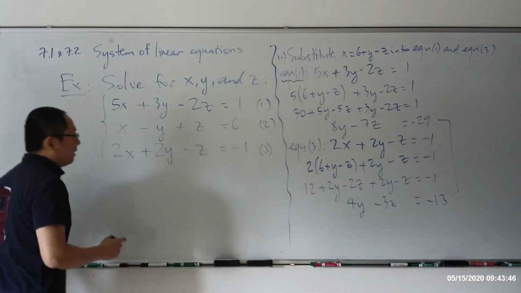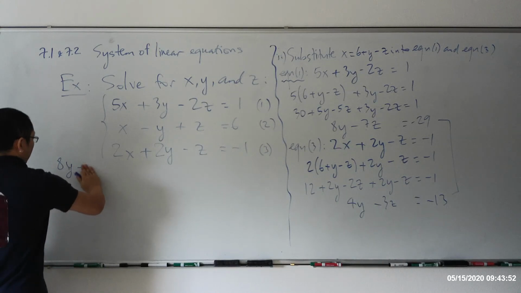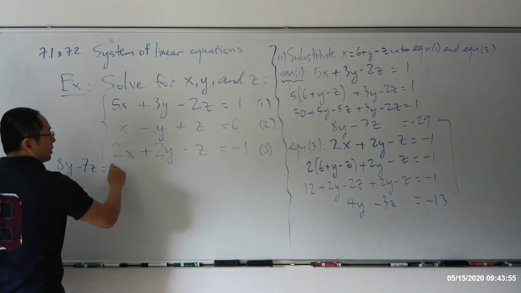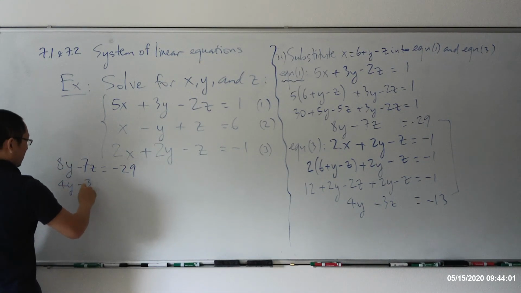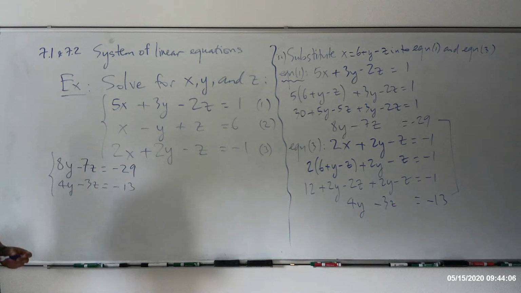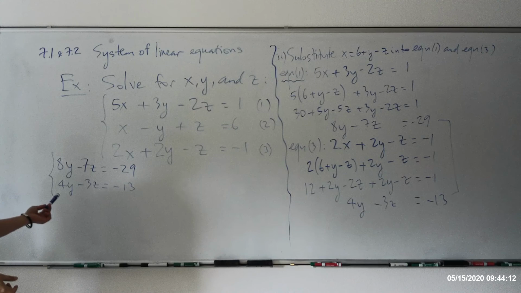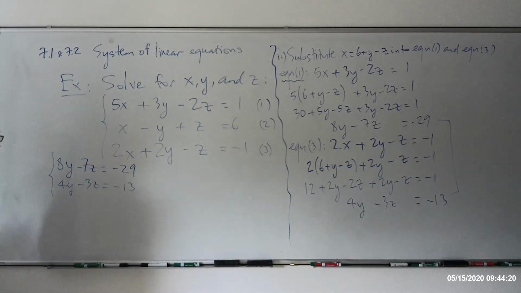This is what we ended up with right now. 8y minus 7z equal to negative 29. Second equation is 4y minus 3z equal to negative 13. This system is much easier than the original system, and we only have to solve for y and z in here. Of course we learned everything about this already. It's substitution or elimination. There are 2 methods that you can use to solve. In here I'm going to use elimination because I see 8y and 4y.